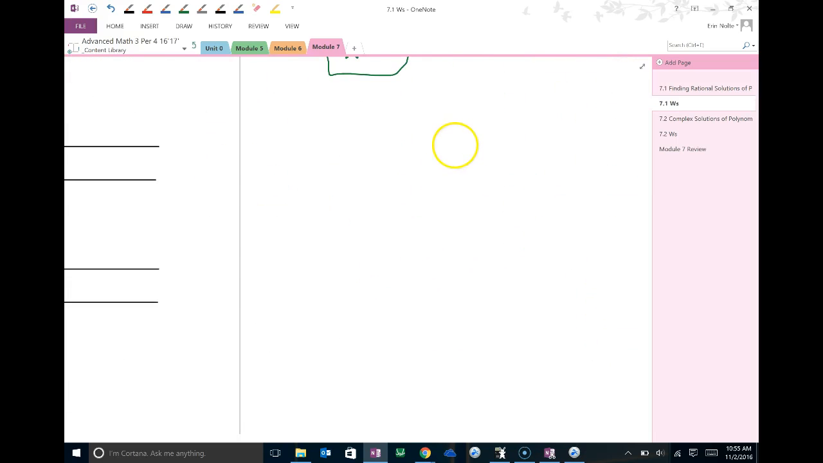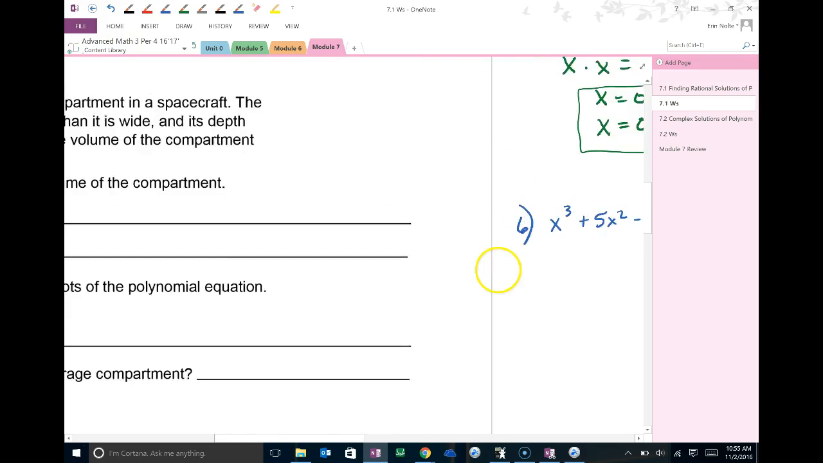So can somebody read me number 6 since I can't see it now? X cubed plus 5x squared minus 8x minus 48. Aaron, did you ask a question that I should answer? Yeah, how do you know that? Oh, how do I know?